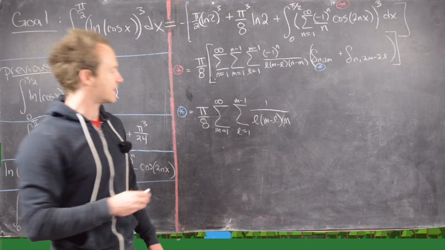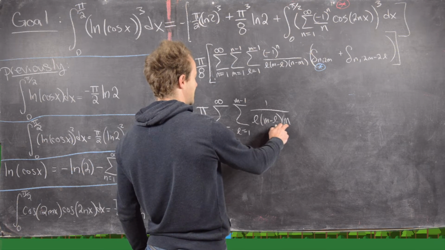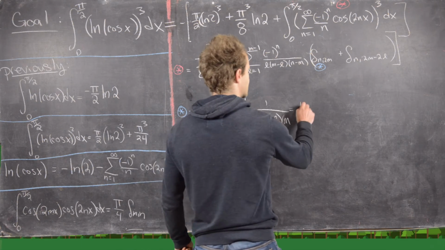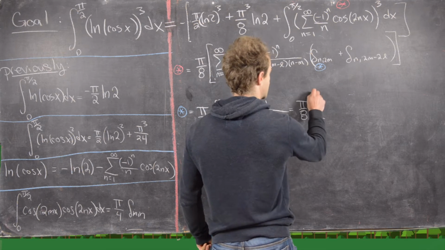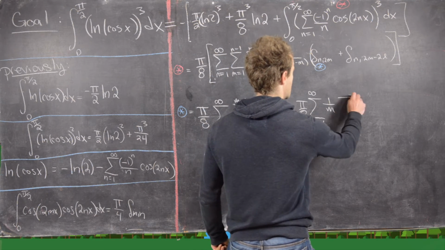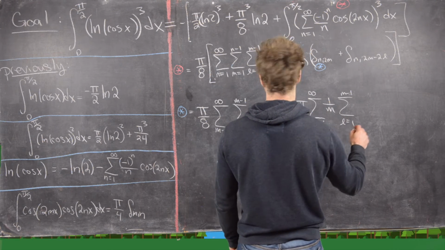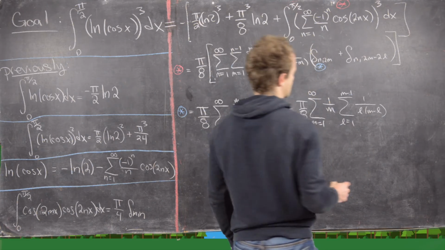Okay, great. Now the next thing that I want to do is notice that this m right here doesn't depend on L, so we can just pull it out, and that's going to give us pi over 8, the sum m equals 1 to infinity of 1 over m, and then the sum L equals 1 to m minus 1 of 1 over L times m minus L.